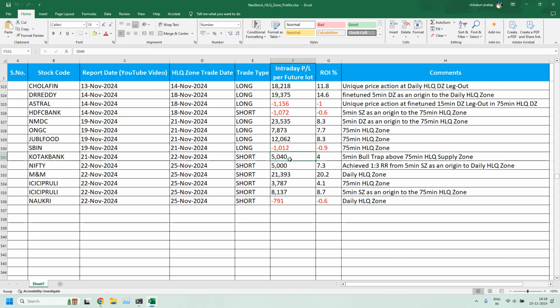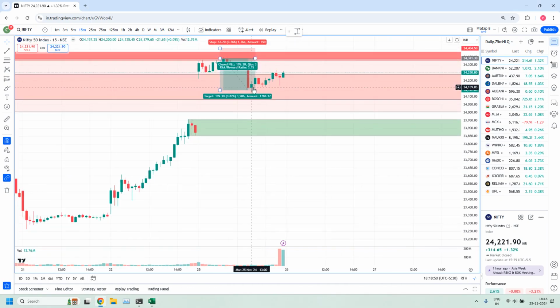See, Nifty has given 5,000 rupees profit, which is 7.3% ROI. Achieved 1:3 RR from 5-min supply zone as an horizon to daily HLQ zone. This is the area where we have the real order flow.